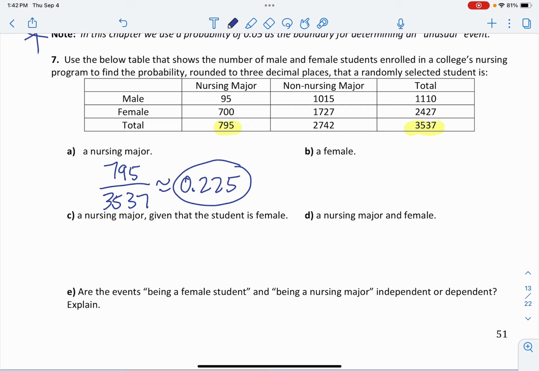How about the probability of female? Female, let's see how many total females, boom. Total, boom. So those are the 2 numbers I'm going to use. Okay, so those are the straightforward ones, just kind of warming us up.